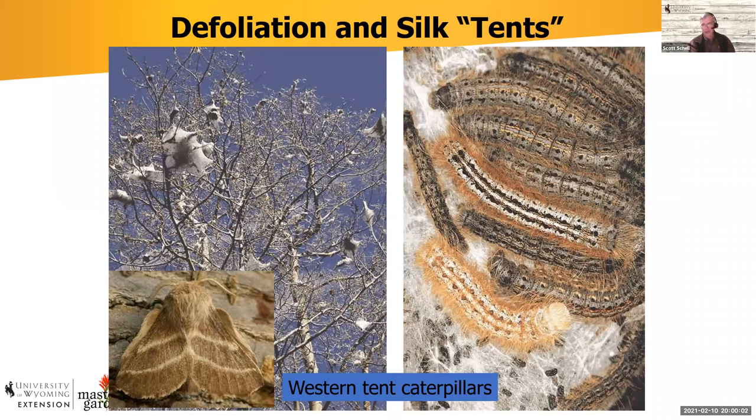I think it's the American white caterpillar, and it is a species that came from North America that's causing problems over there in their forest.